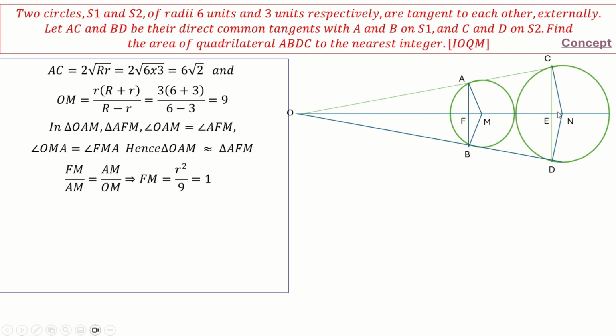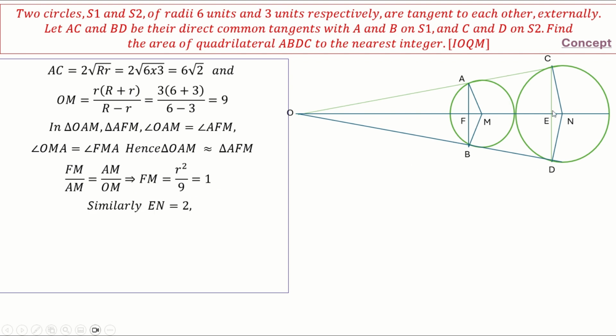I know the distance between M and N. This is capital R plus small r. But I don't know the distance between E and F. Correct? So I need to know this FM value and EN value. So FM by AM equals AM by OM. FM equals r square by 9. r is 3, so FM equals 1.